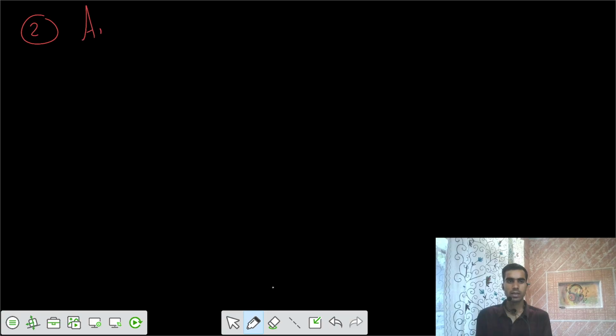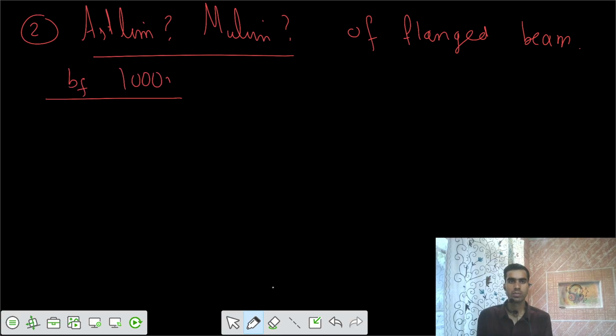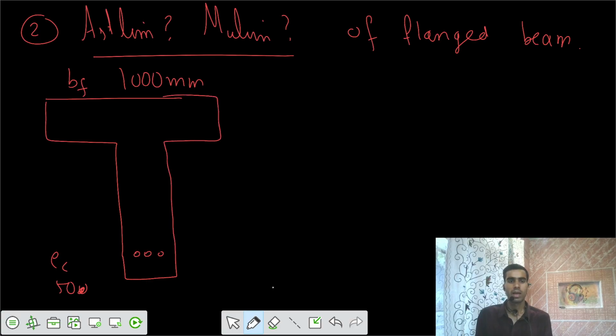We have to get the limiting area of the steel, AST, and the limiting moment of resistance. We have to get these two values for this flanged beam. The flanged beam dimensions are BF equals 1000 millimeters, and the effective cover is the same, 50 millimeters, and small d is 450.